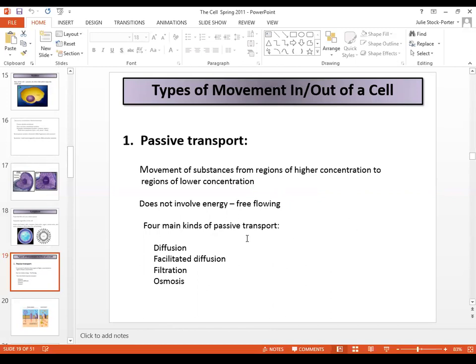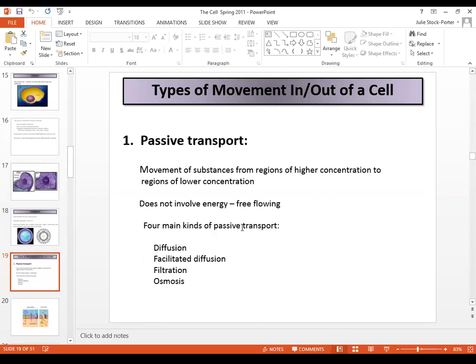There are four types of passive transport: diffusion, facilitated diffusion, filtration, and osmosis. You're going to have to know the definitions of these, so you're going to have to memorize this. Movement of substances from regions of higher concentration to regions of lower concentration. And this will change a little bit for each one. In the case of diffusion, it's movement of substances from a region of high concentration to a region of low concentration through space until it reaches equilibrium.